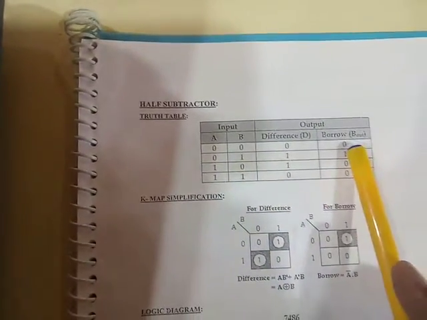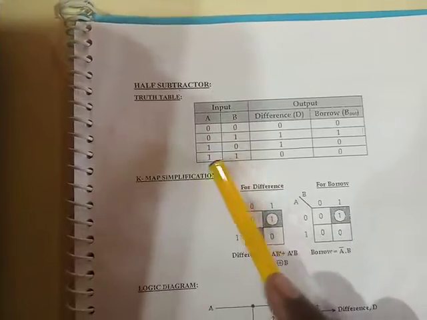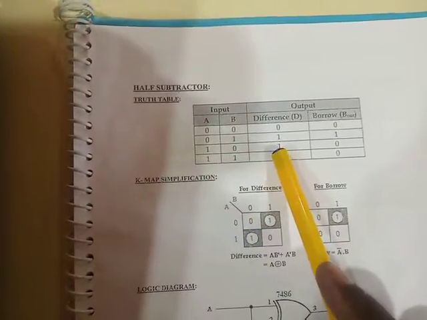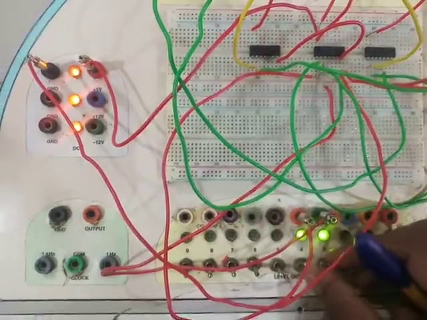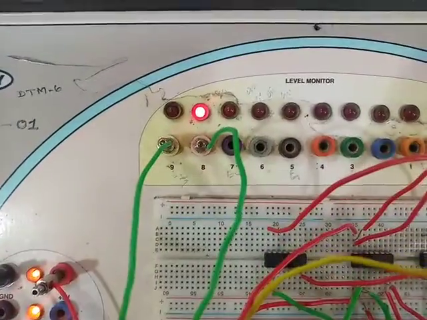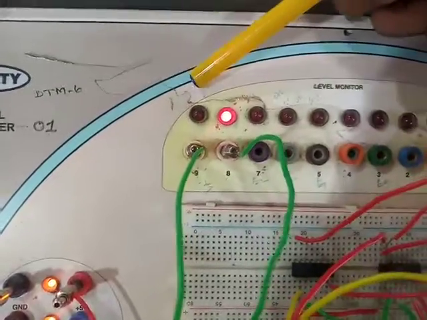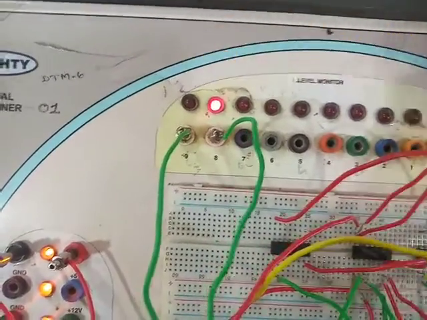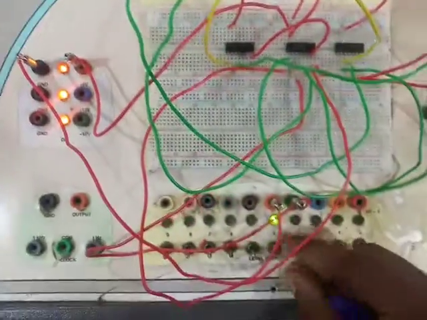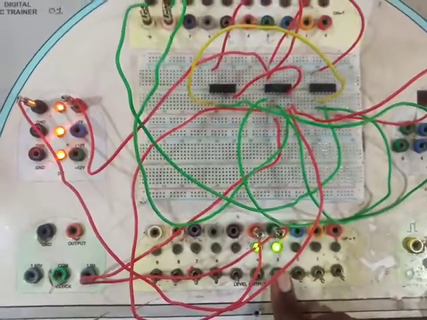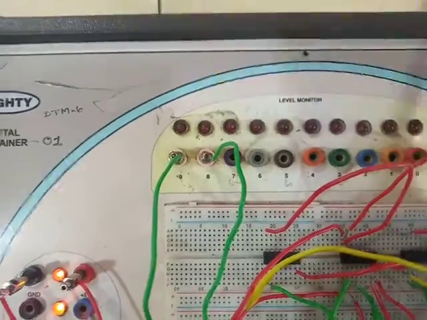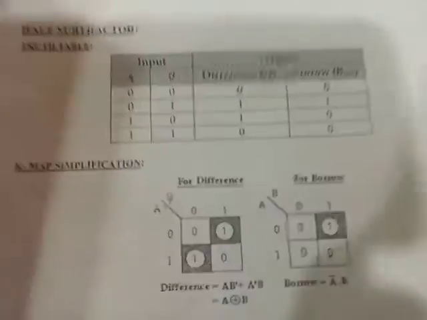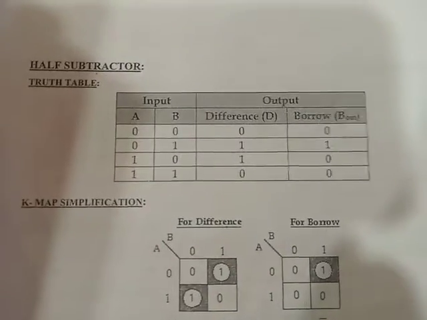These two are over. And next, 1 0 and 1 1. For 1 0 I will get difference 1 and borrow 0. And for 1 minus 1, both will be 0. So for 1 1 I will get 0 0. So this is how you have to verify the truth table of the half subtractor.